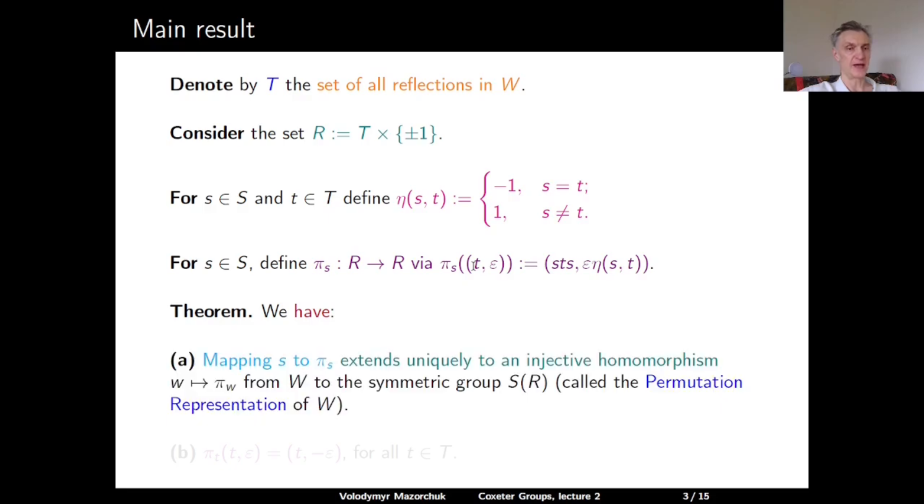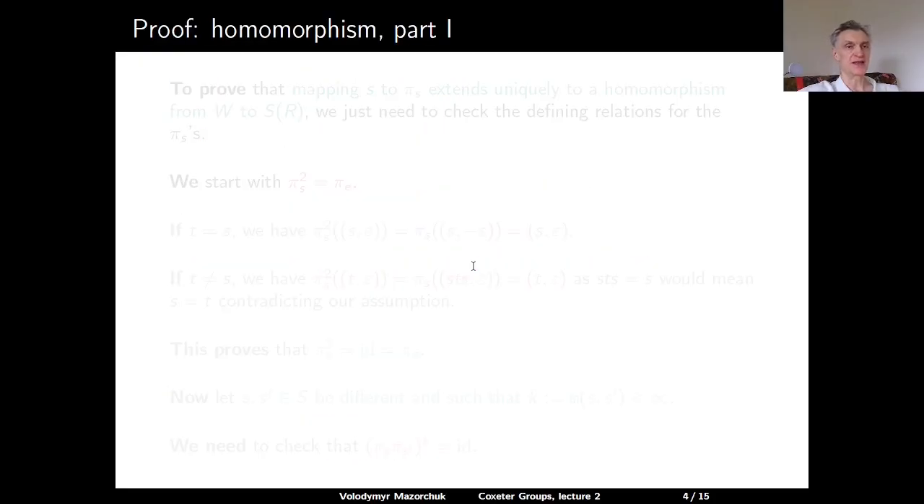So here is the main theorem. Claim A: mapping s to pi_s extends uniquely to an injective homomorphism from W to the symmetric group on the set R. So we denote it w goes to pi_w, where w is an element in our Coxeter group. This representation is called the permutation representation of W. And claim B: if t is a reflection, then pi_t applied to the pair (t, epsilon) is equal to (t, minus epsilon).